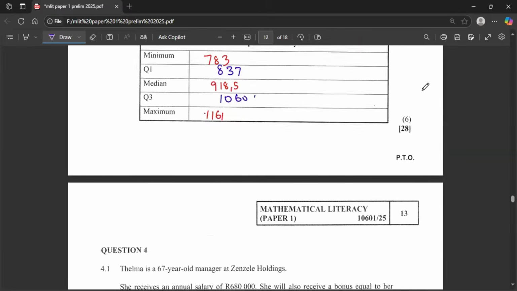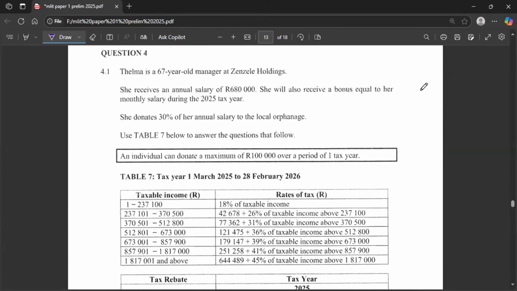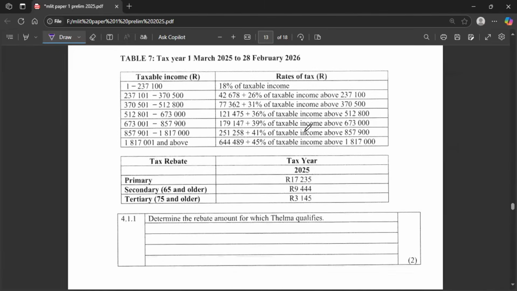Then we move on to question 4. We're saying that this person is a 67-year-old. She receives an annual salary of 680. She'll also receive a bonus, equal to the monthly salary in the 2025 tax year. She donates 30% of the annual salary to the local orphanage. Okay, and then we can say that an individual can donate up to a maximum of 100,000 over a period of 1 tax year. So we have all of this table, and then they want us to determine the rebate which this person qualifies for.